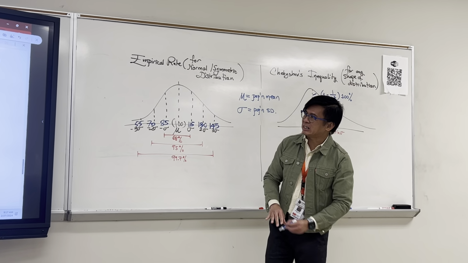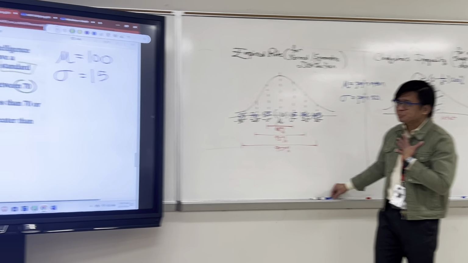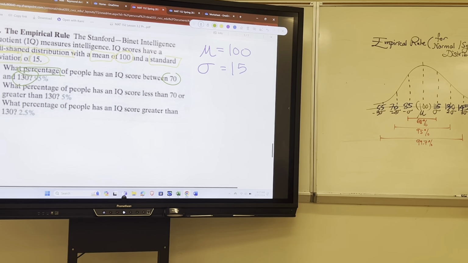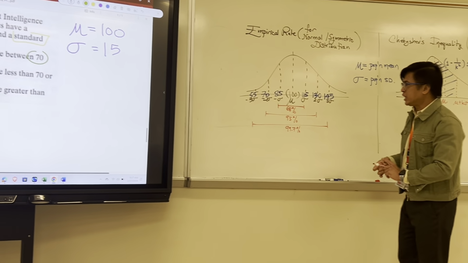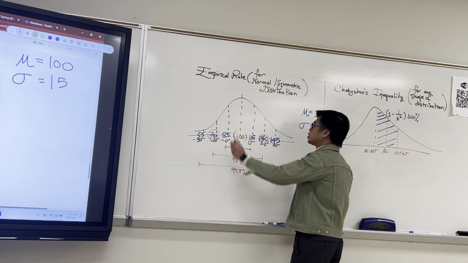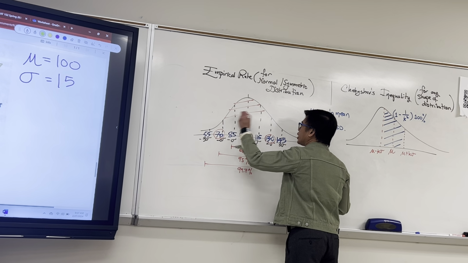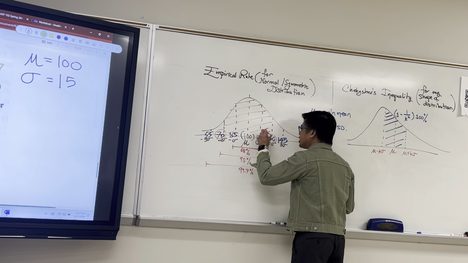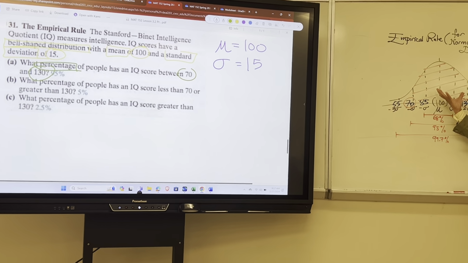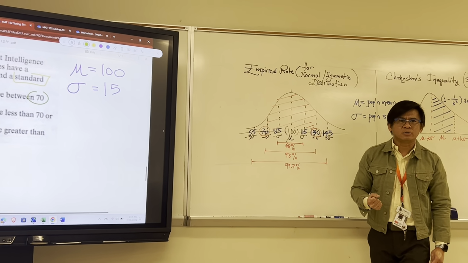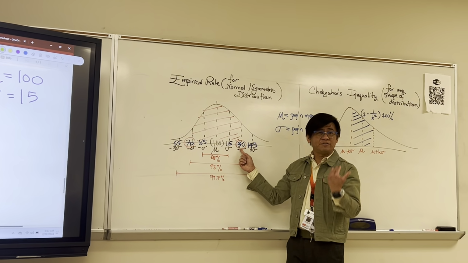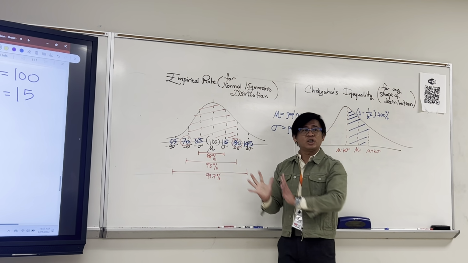Now in this case, we are considering the percentage of people with IQ scores between 70 and 130. So if we want to shade it here, where is that? This is 70 and this is 130. So we are trying to figure out what this area is. What part of the graph is this area? As we may notice, 130 is two standard deviations above the mean, and 70 is two standard deviations below the mean.